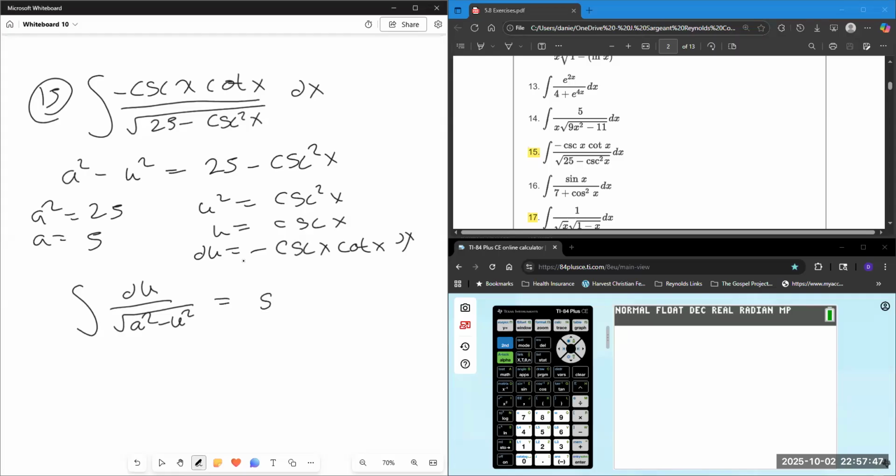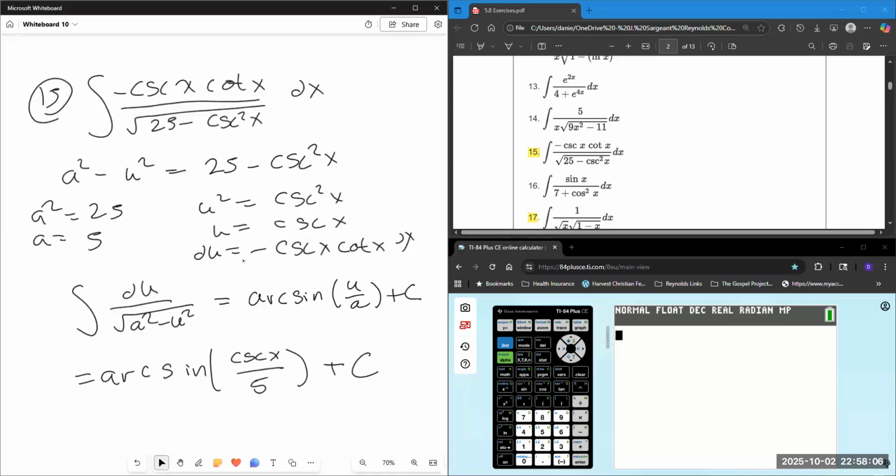So that makes this integral du over root a squared minus u squared, turning this into arc sine of u over a plus c. So this is arc sine of u, which is cosecant x, over a, which is 5, plus c.